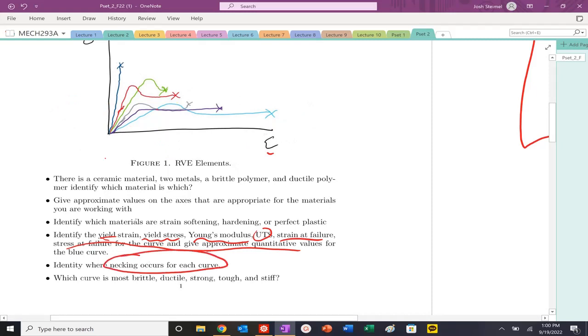Now let's move on to where necking occurs for each material. Again, that's going to look at your ultimate tensile strength here, here, here, here. That's for sure where necking is definitely going to occur.